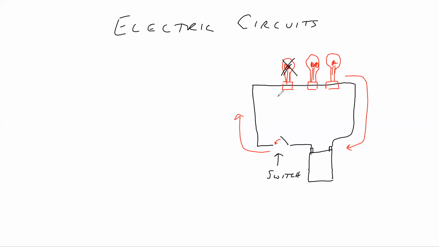Now there are a couple of other things about circuits in series. As the electrons are flowing through here, if this is a 6-volt battery, then the voltage across this lamp is 2 volts, the voltage across that lamp is 2 volts, and the voltage across that lamp is 2 volts. So the total voltage is split evenly among the devices on that circuit.